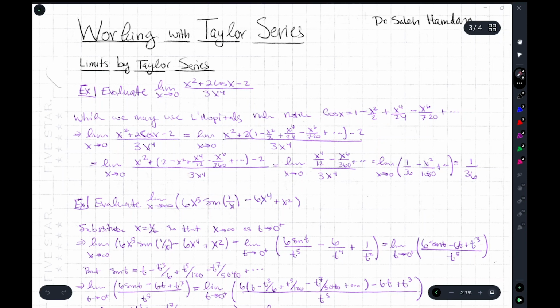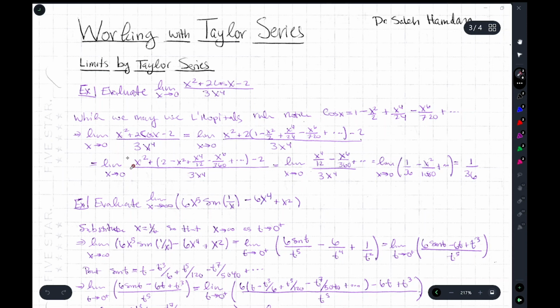As long as we stay close to the center, and the center here is x equals 0, then this should be a fairly good representation of the cosine function, and we could take as many terms as we'd like and get more and more accurate values for cosine x. But notice that once you're close to 0, only the first few terms will dominate.